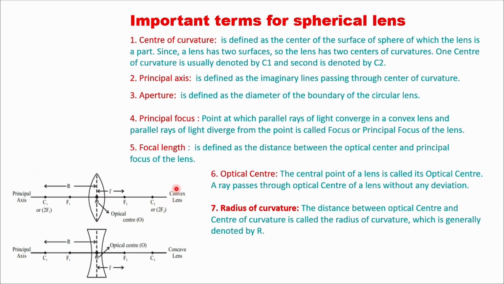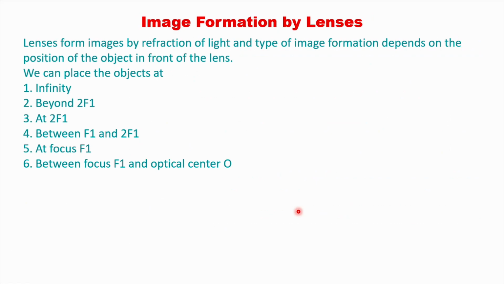Just remember, in the spherical mirror, the relationship between focal length and radius of curvature: the focal length is equal to R by 2, or R is equal to 2f. Because of that, they wrote it here: for C1 it is 2f1, similarly 2f2 for C2. So these are some important terms related to the spherical lens: center of curvature, principal axis, aperture, principal focus, focal length, optical center, and radius of curvature.